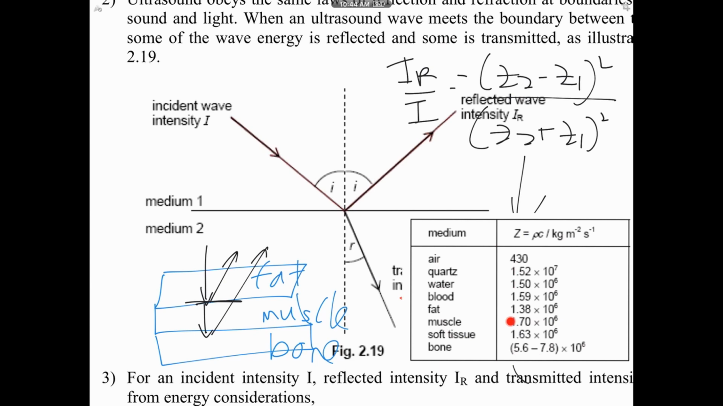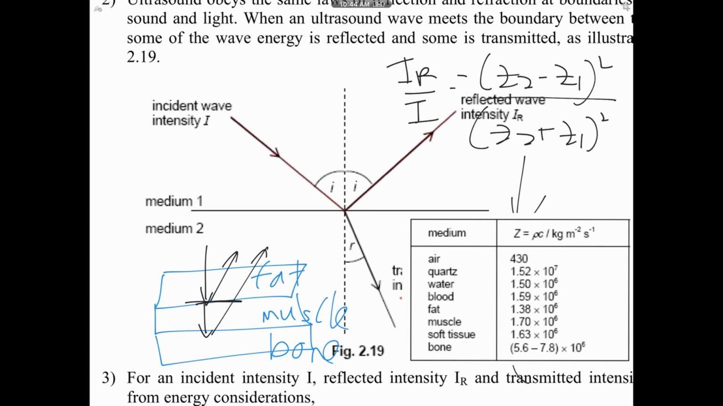So the boundary will be muscle and bone. Can you see there's a big difference, 1.7 and 5.6 to 7.8? Because there's a big difference, a lot will be reflected at the boundary. That means very little actually goes in. So this is the first reason why we cannot scan structures within the bone, because very little actually can go in. Understand or not? Right, so that's the first reason.